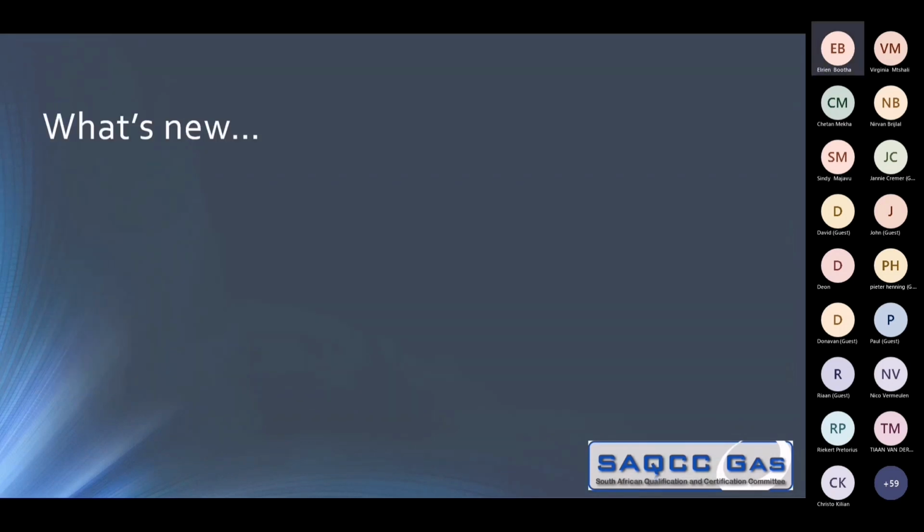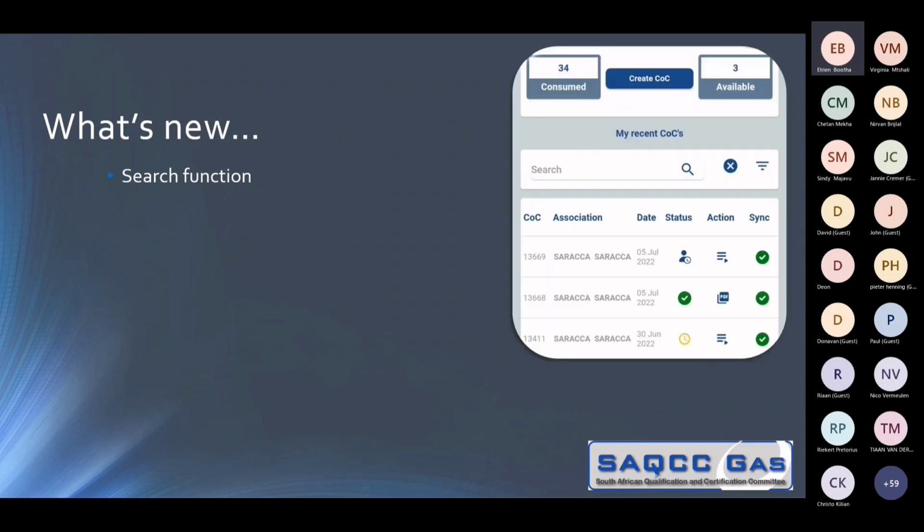So as to the new CoCs, what's new? We have a new search function on the front page, where you create or purchase your CoC. Now you can search by customer name, address, or CoC number, or a combination of all. It just makes it easier for everybody, instead of scrolling down all your CoCs and looking for something.